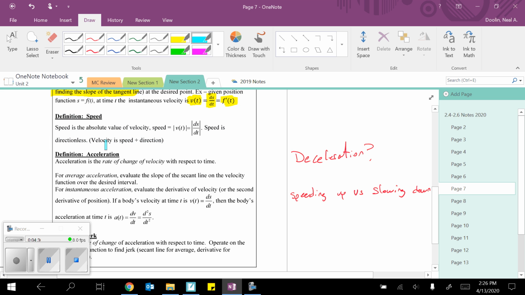So speed, in addition to being unsigned, is just the absolute value. It's really simple. So for velocity, you need slope. For speed, you need the absolute value of the slope. Easy, right?